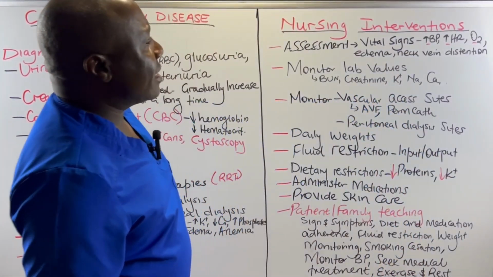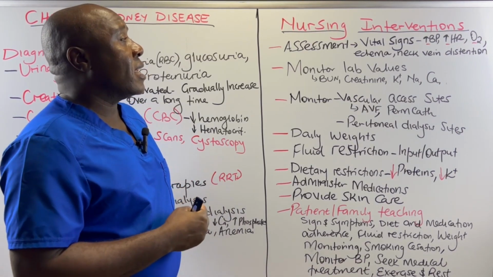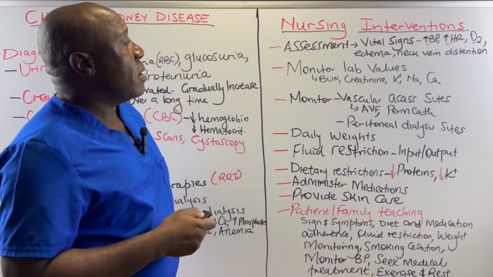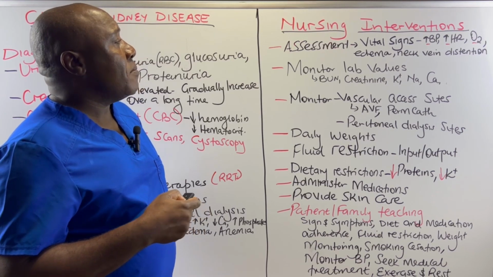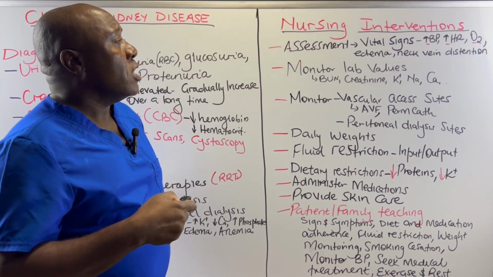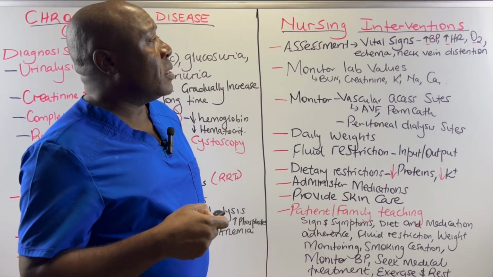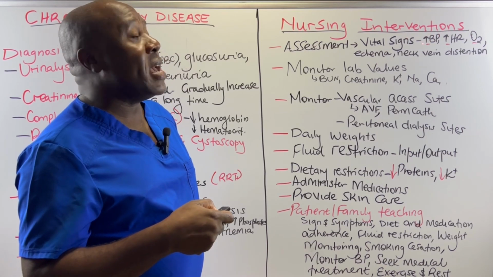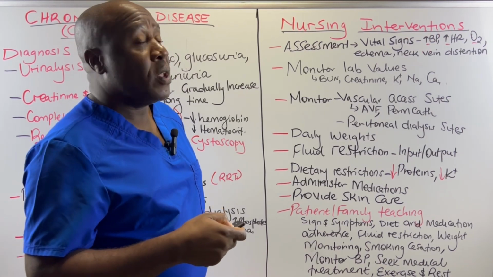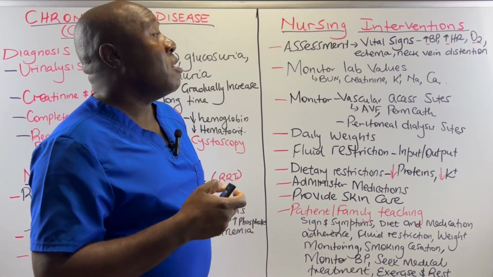Now, when it comes to nursing interventions, there are a number of things that nurses do when they are caring for these patients. Now, number one, assessment. This is the major thing that nurses normally preoccupy themselves with. So we are assessing vital signs of this particular patient. For example, the blood pressure. Remember, it is going to be elevated because of volume overload. Most of the CKD patients, if you look at the blood pressures, they are normally very high.